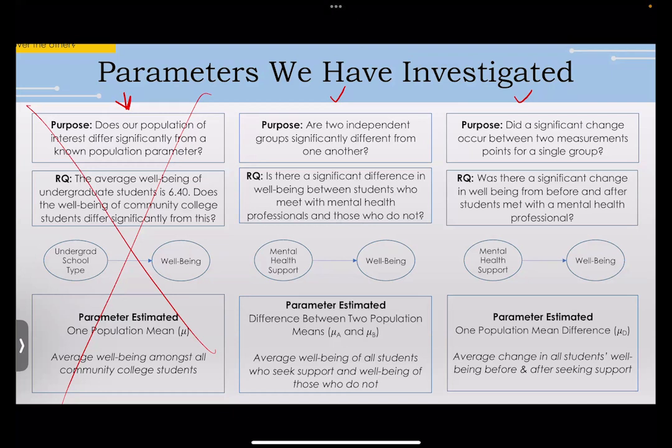The other parameter we've estimated is whether there was a significant change in well-being from before and after students met with a mental health professional. And here, the really important thing to distinguish is that we're only estimating one parameter, right? Which is average population change, mean difference, okay? So two population means or one mean difference.